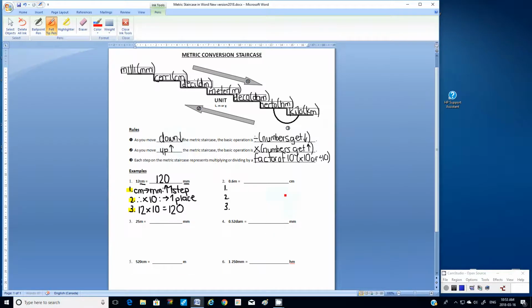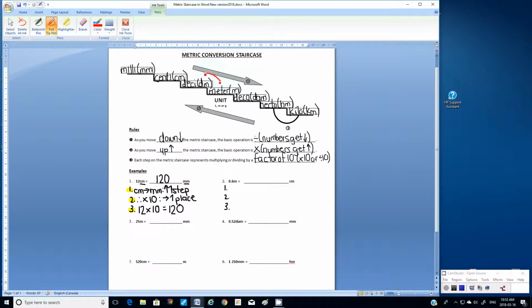So let's look at this question. We're going from meters to centimeters. So let's find those spots on the metric staircase. So meters is here, that's a unit, and we're going to centimeters. Centimeters is up here, okay? It looks like this got erased here, so let me put this back here, centimeters.